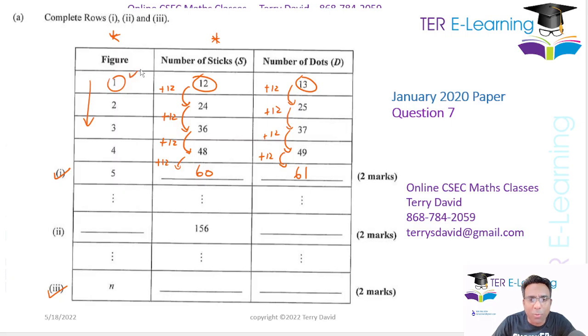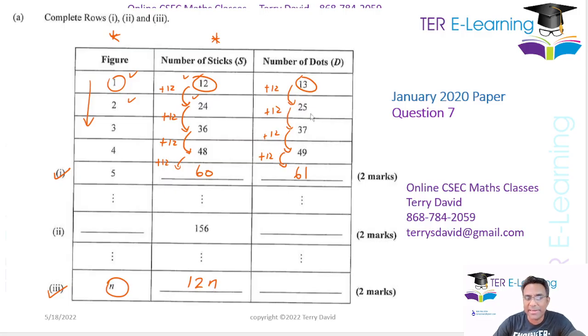If we look at figure 1, we have 12 sticks. If we look at figure 2, we have 24 sticks. So if you notice something here, all you are doing is multiplying the figure number by 12. So if your figure number is n, then this here should be 12n. That's all that's happening there. You are multiplying by 12 to figure out the number of sticks.